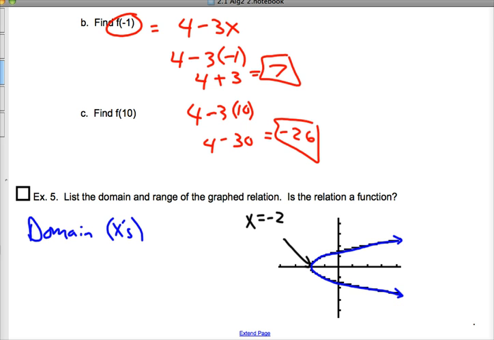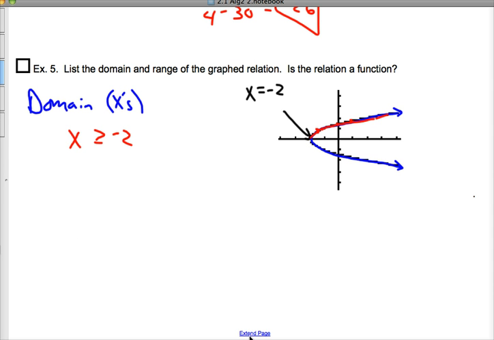X could be negative 1.5. It could be negative 1. It could be 0. It could be 1. It could be anything to the right of there. So it goes left as far as negative 2, but it goes forever right. A way to write that would simply be x's could be greater than or equal to negative 2. That's what the domain is.